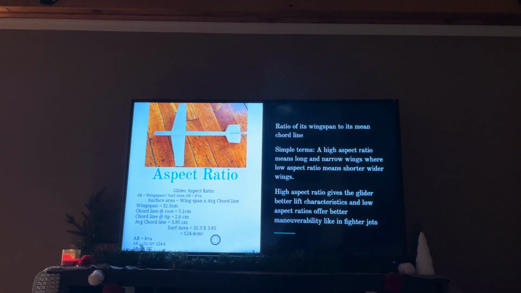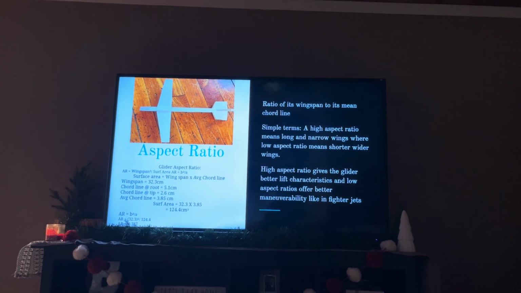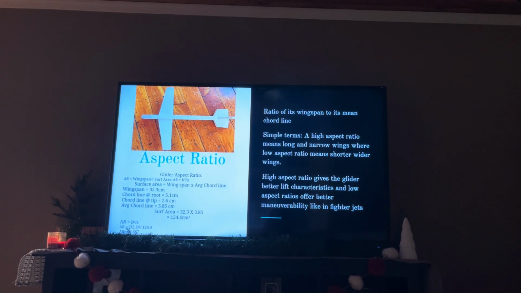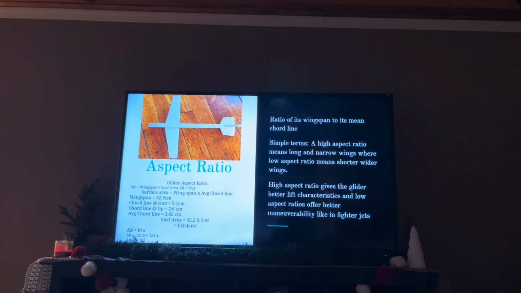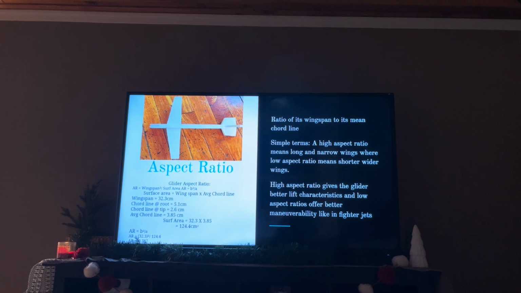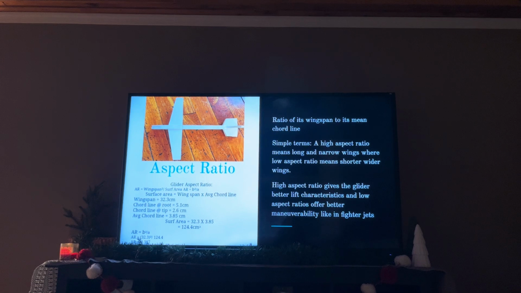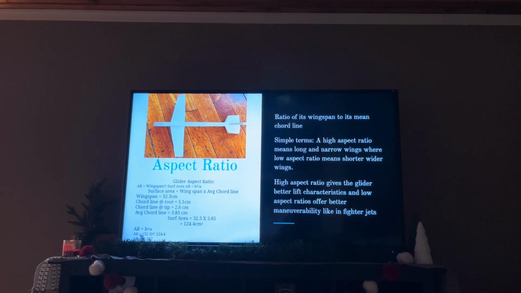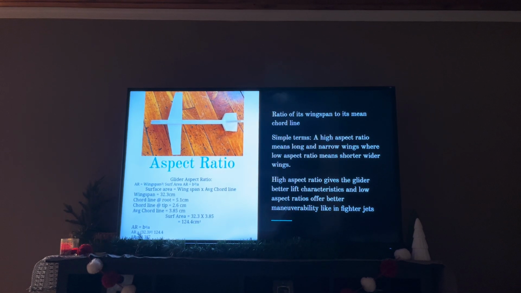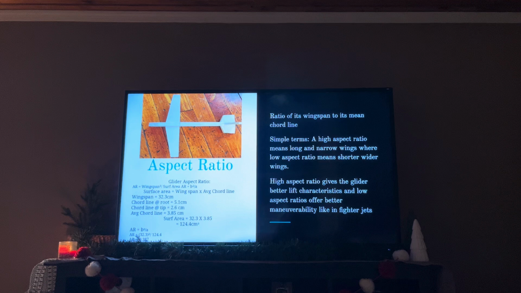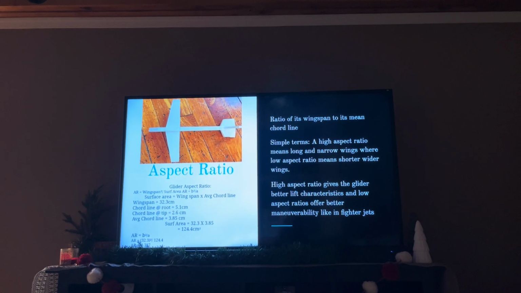All right, aspect ratio. What is the aspect ratio? It's the ratio of its wingspan to its mean chord line. In simple terms, a high aspect ratio means long, narrow wings, whereas a low aspect ratio means shorter and wider wings. The high aspect ratio gives the glider better lift characteristics, whereas low aspect ratios offer better maneuverability, like you see in fighter jets, where they have more of a swept-back wing, and they fly at higher airspeeds and need more maneuverability. So there on the left is my glider aspect ratio equation, and at the bottom it is 8.387 for my aspect ratio.